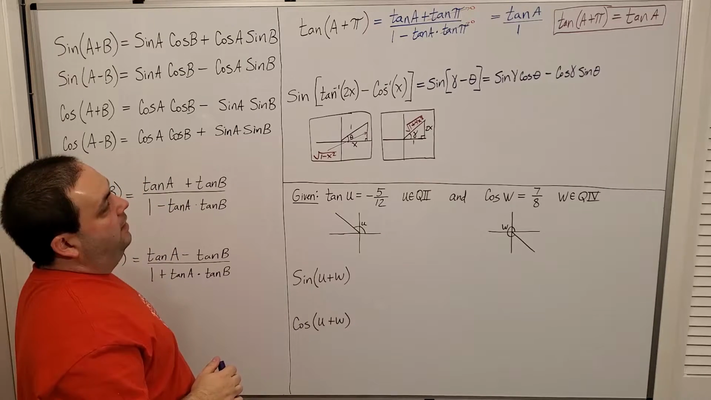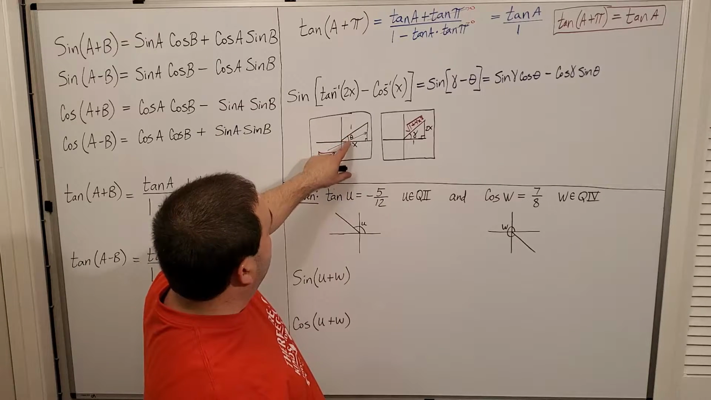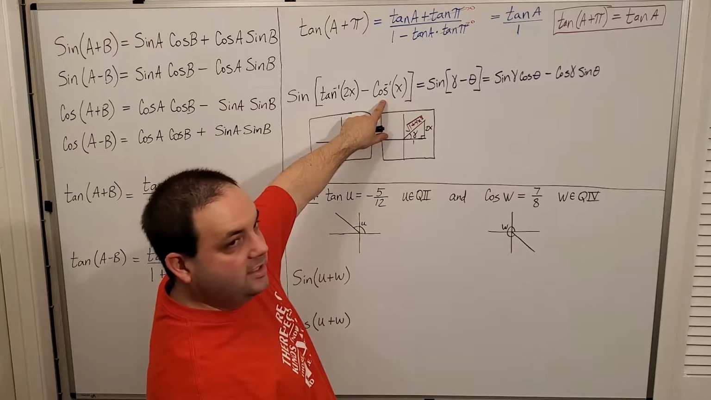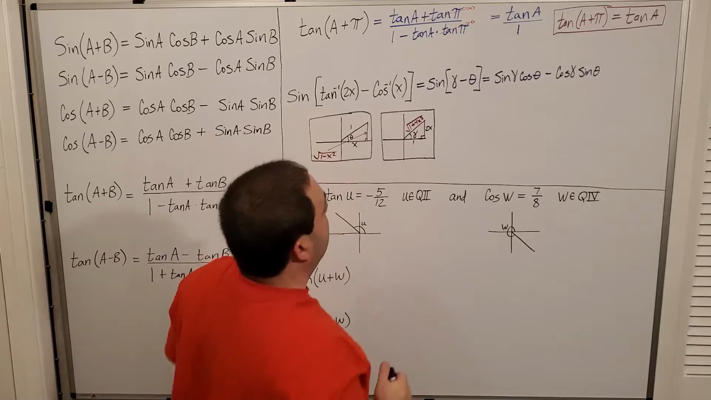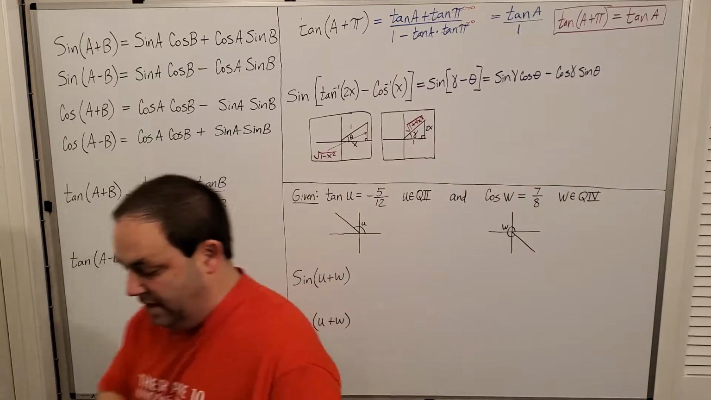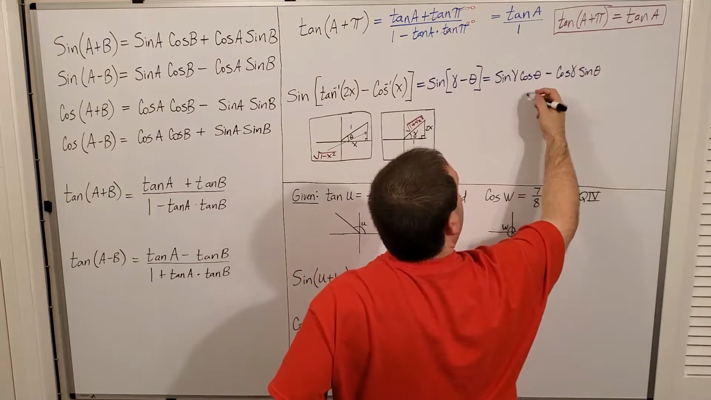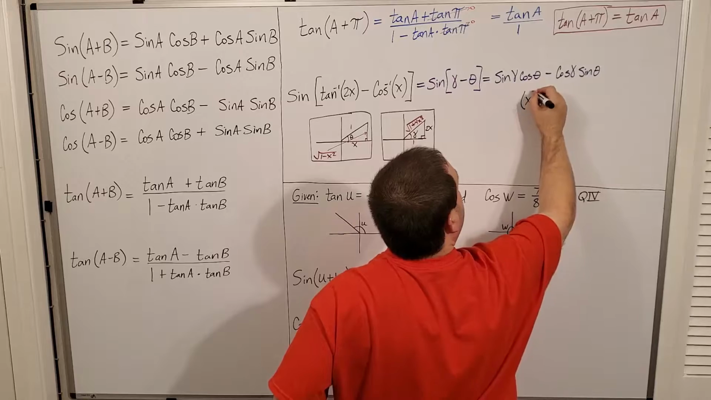Okay, now here's the thing though. We already know the cosine of theta, okay? Because that's where this came from. The cosine of theta, that piece right there, is just going to be x. Okay, so this one's x.